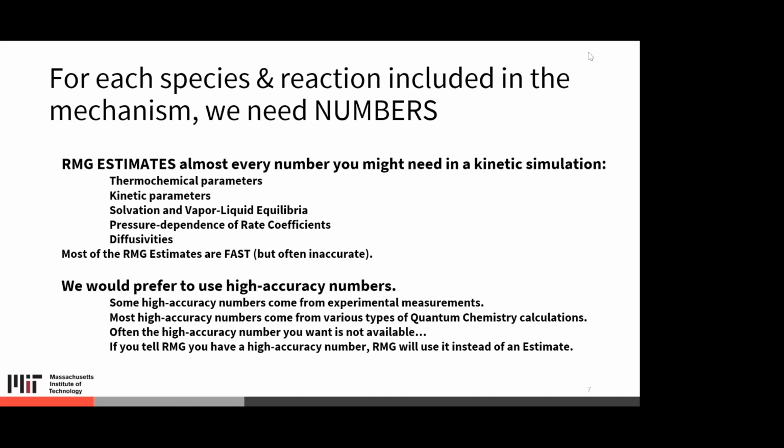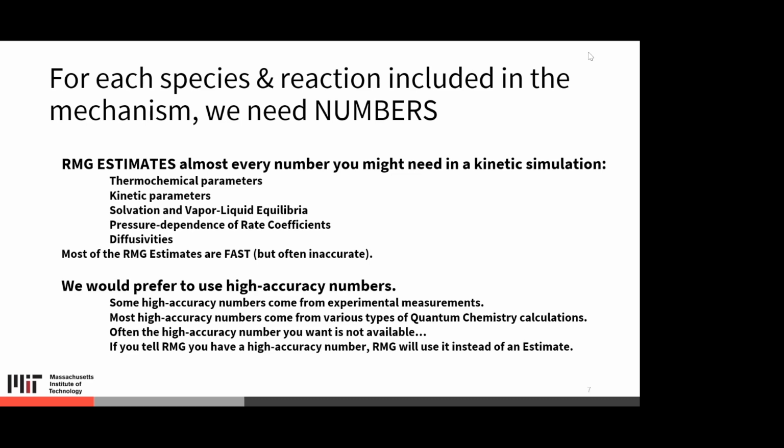And typically you would not be able to get them from experiment, and you actually would not be able to afford to do the quantum calculations for all of them. So some of the numbers are going to be lower accuracy from estimates. And RMG includes many, many programs that are designed to make estimates of all these numbers, and then fill them in, and then you have a model.